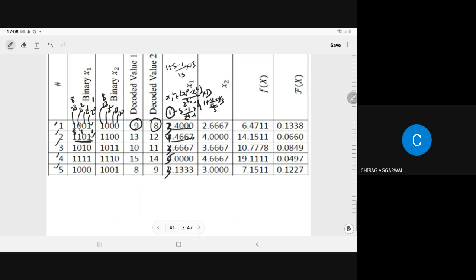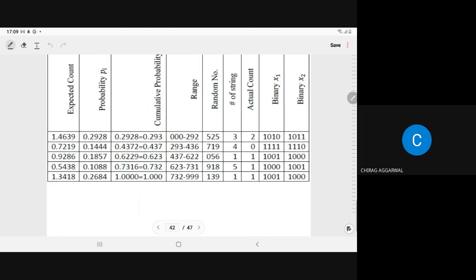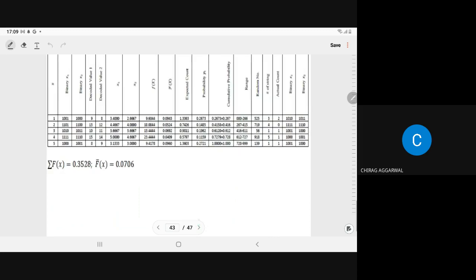After putting the value of x1 and x2, here we have f(x) as 6.4711. So in this case, the fitness will become 1 upon 1 plus f, which we compute as the fitness value. After having the fitness value, we compute the probability, right? What is the expected count? Expected count is f upon f bar. In this case, f bar is 0.0776, and the summation of f is 0.3528.